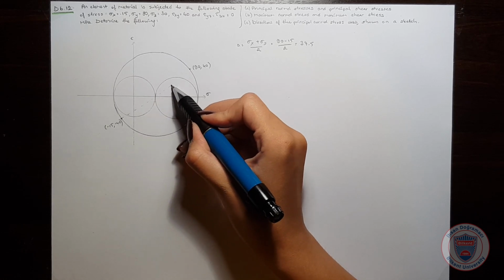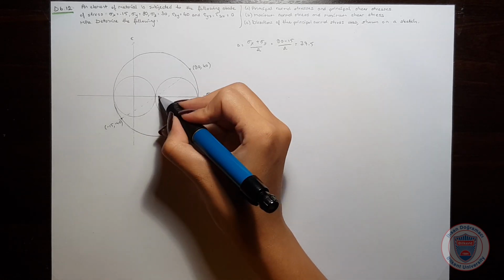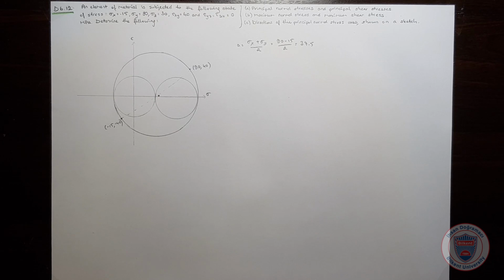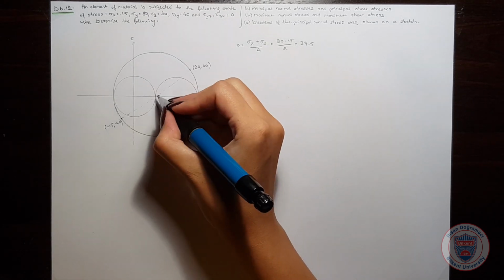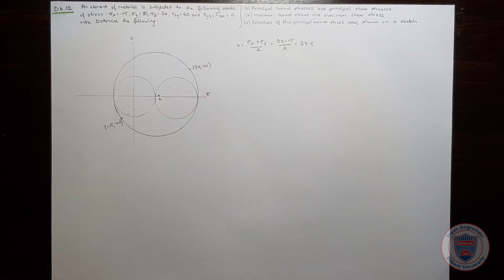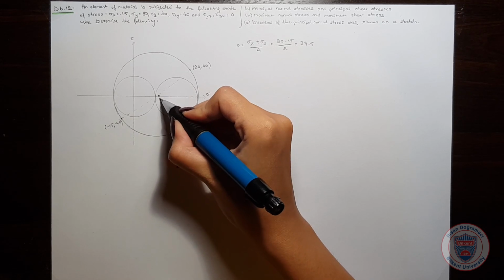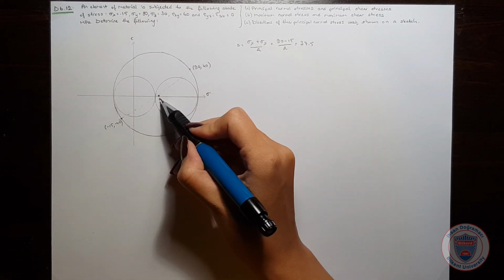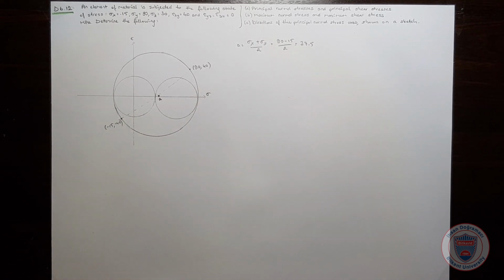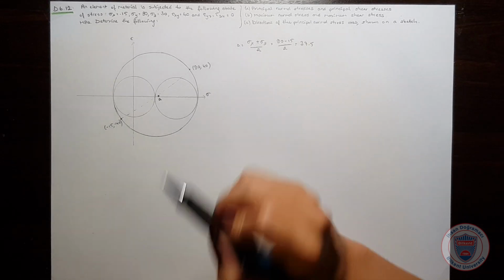When we connect these points, we will get A. And this point is equal to 37.5. Now, let's calculate the radius.